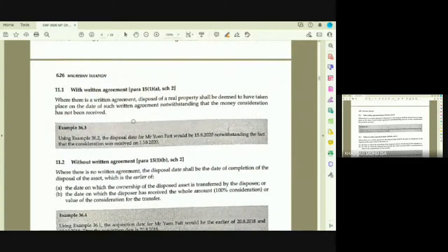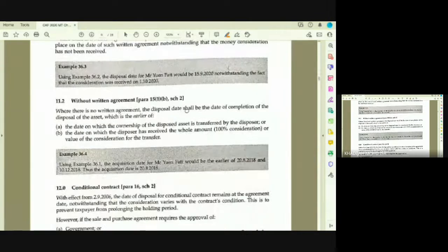Written agreement means that there's a sales and purchase agreement. So when there's a written agreement, you just take the date on the written agreement as your acquisition date, right? Because you must know your acquisition date to your disposal date, so you know how long the holding period is, which determines your tax rate.